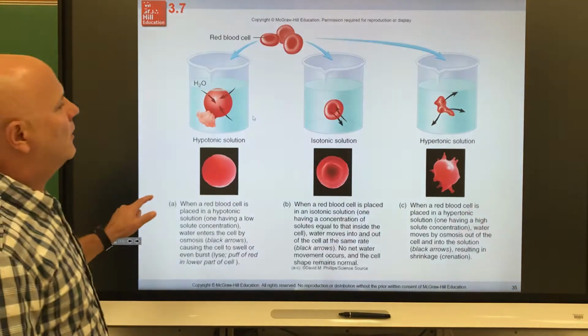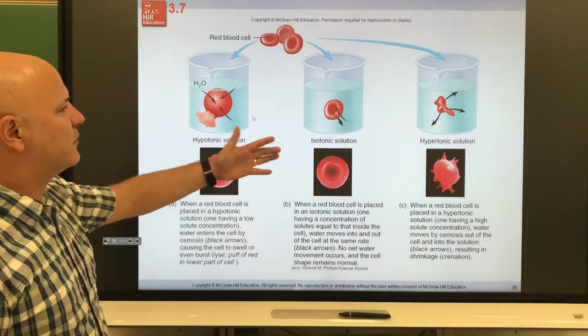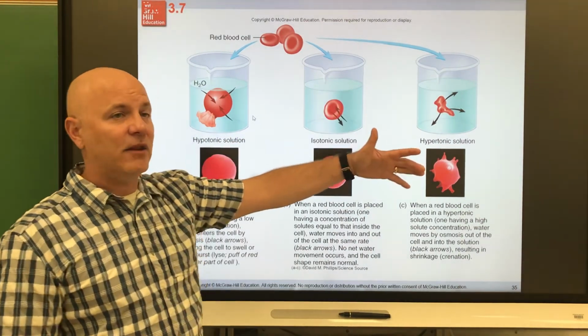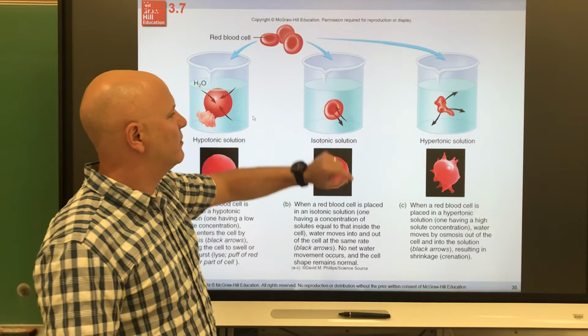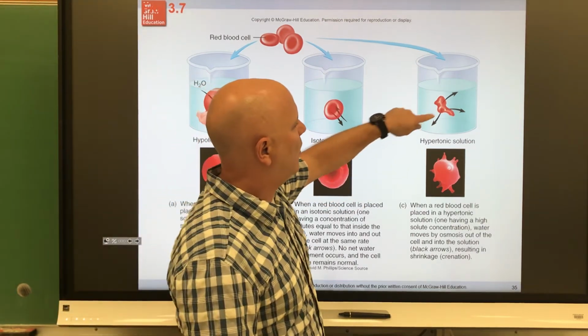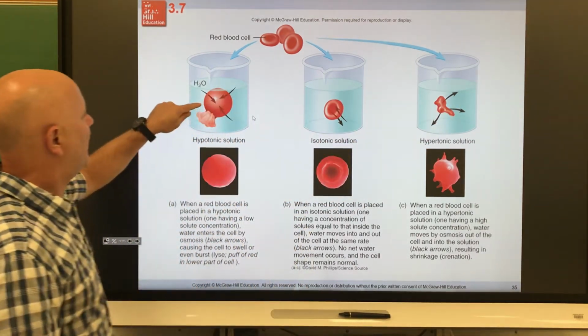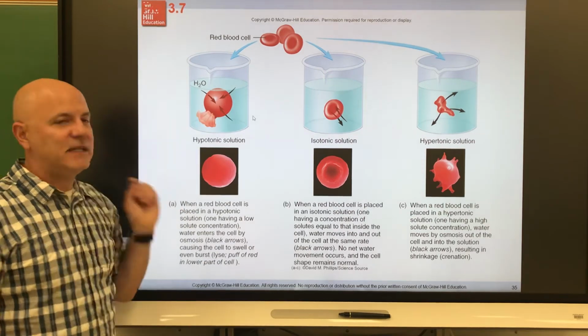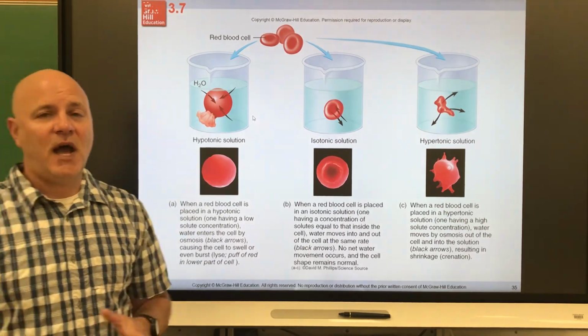Okay, so we go to this picture. It shows these three different solutions and arrows indicating the movement of the water. Isotonic, arrows in both directions. Hypertonic, water leaving the cell. Hypotonic, water entering the cell. And you can see that a red blood cell will burst in a hypotonic solution.